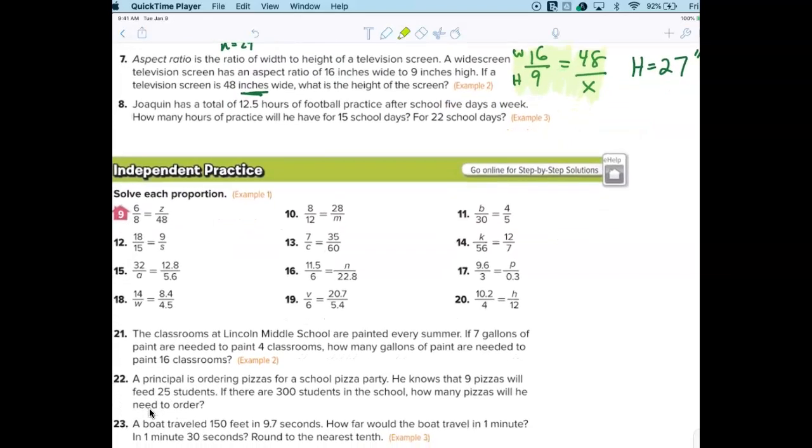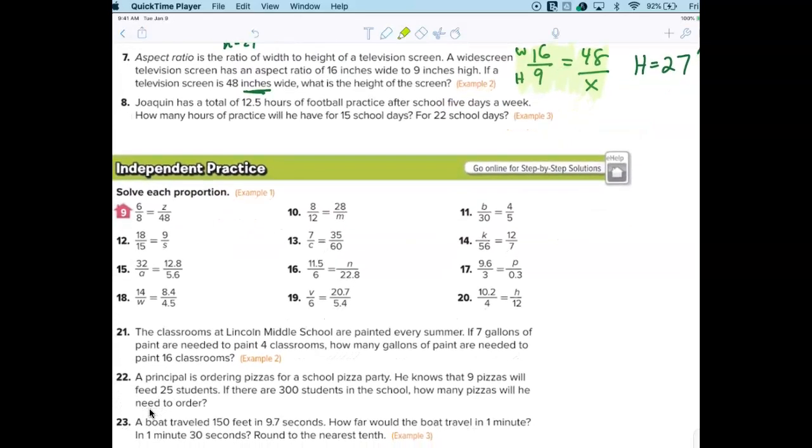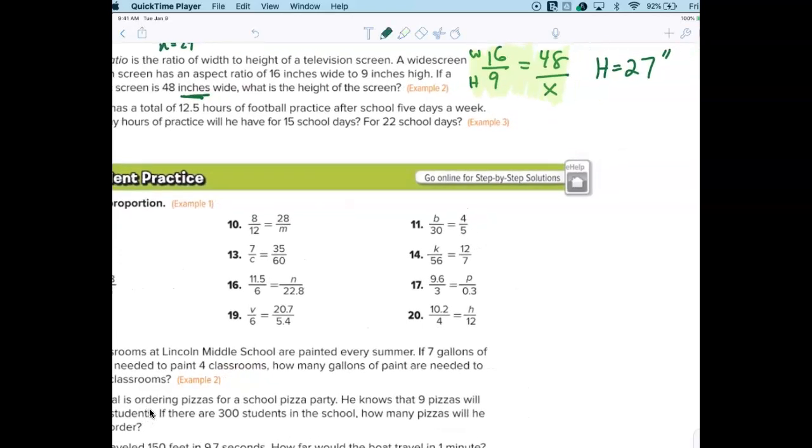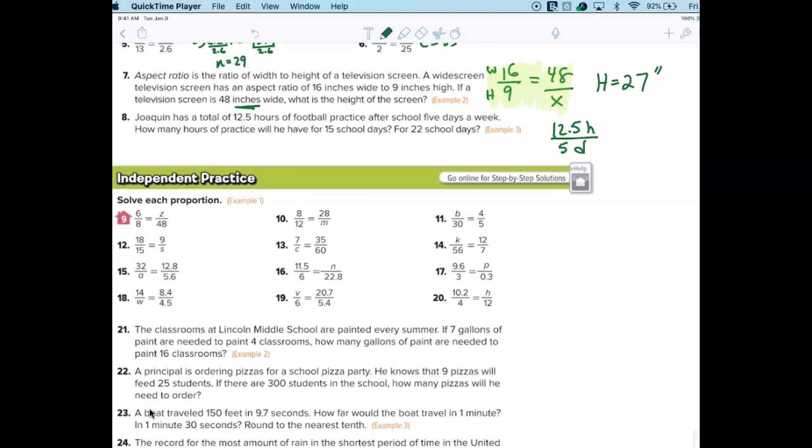So let's read the next one. All right, this person has a total of 12.5 hours of football practice after 5 days. So what do I write down? I write 12.5 hours every what? 5 days. That's what I write down. And then it says, well, how many hours will there be in what? 15 days. Right? There are 2 questions there.